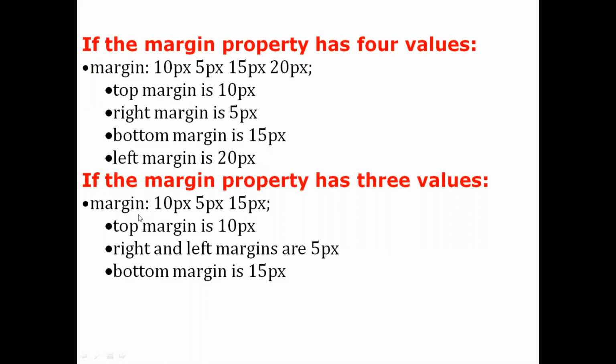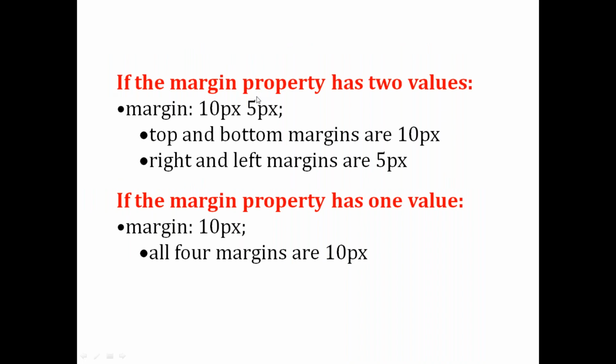Okay, so how? They are giving only three values. That means the top margin is 10, the right margin and left margin are 5, and the bottom margin is 15. Okay, after that they are giving two values only. That means top and bottom are 10, right and left are 5. You can give it like this also.